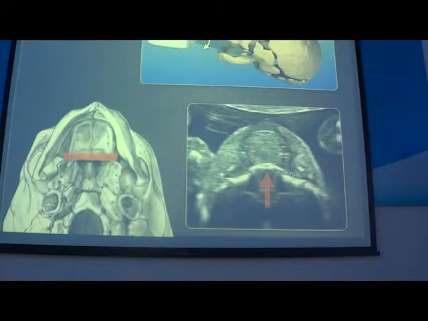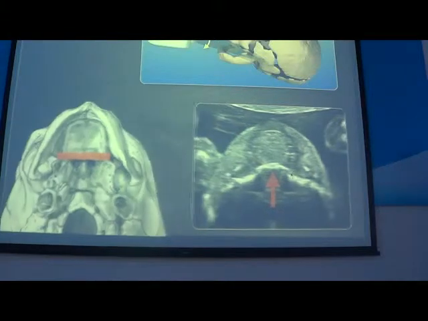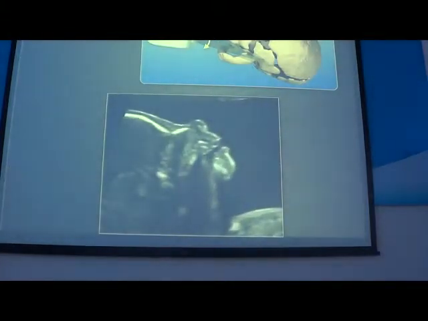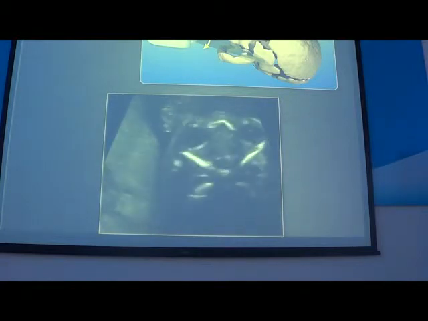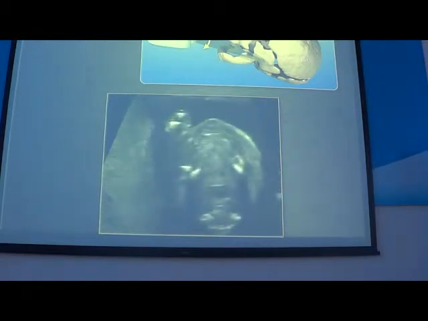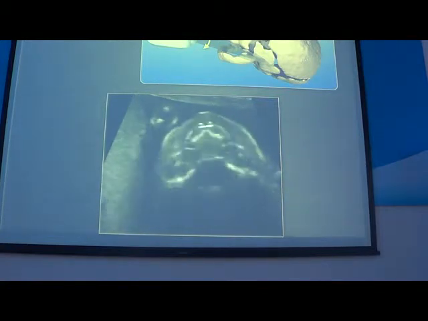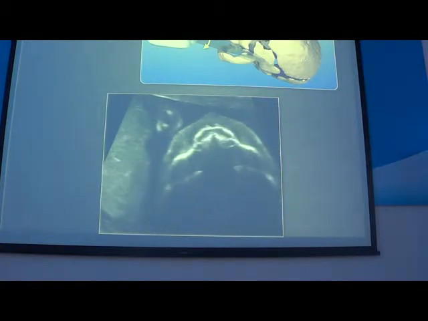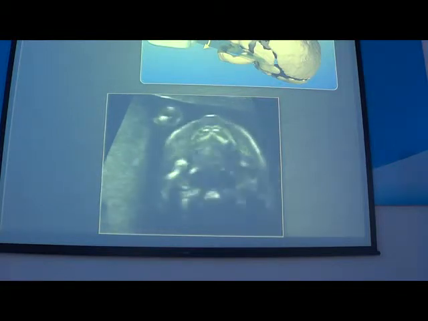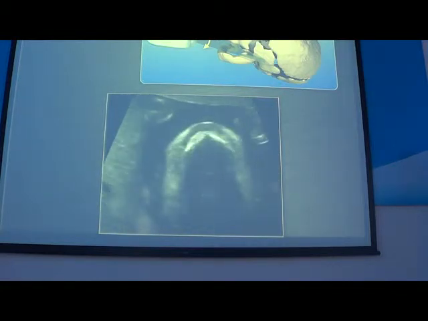And I will show you now with a video how to do it. You start with a profile view. The two orbits. And now you move from the mandible to the maxillary.